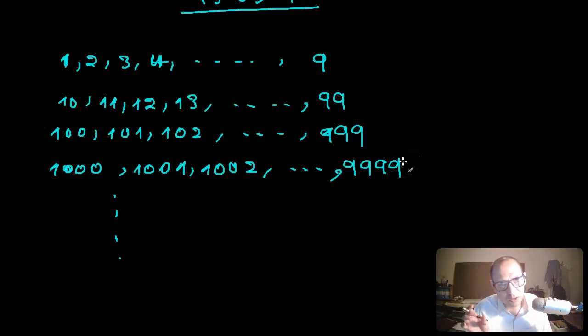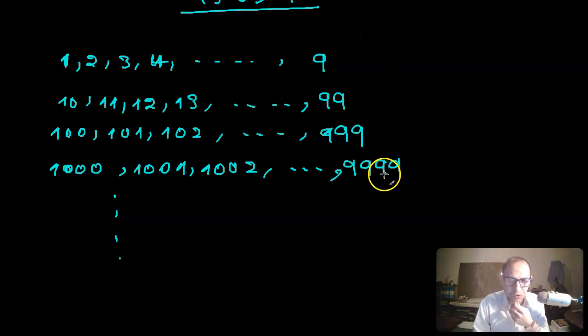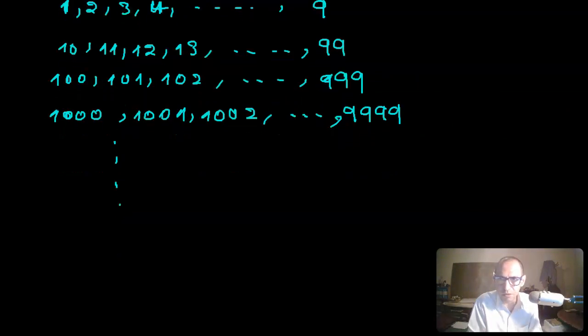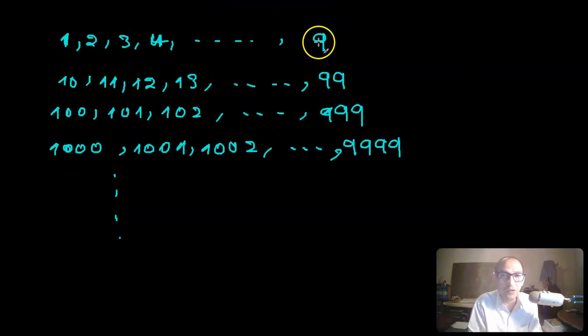9,999 is the greatest four-digit number, and so on and so forth, right? So based on this pattern, one thing that I can say is that, for example, a 9, if you add a 1 to it, you'll get a 10, right? A 99, if you add a 1 to it, you'll get a 100. A 999, if you add a 1 to it, you'll get a 1,000.